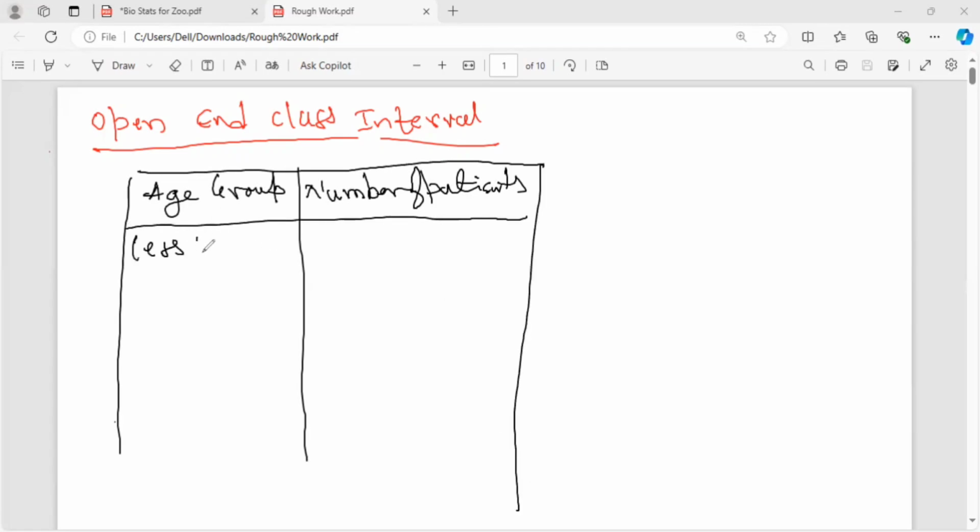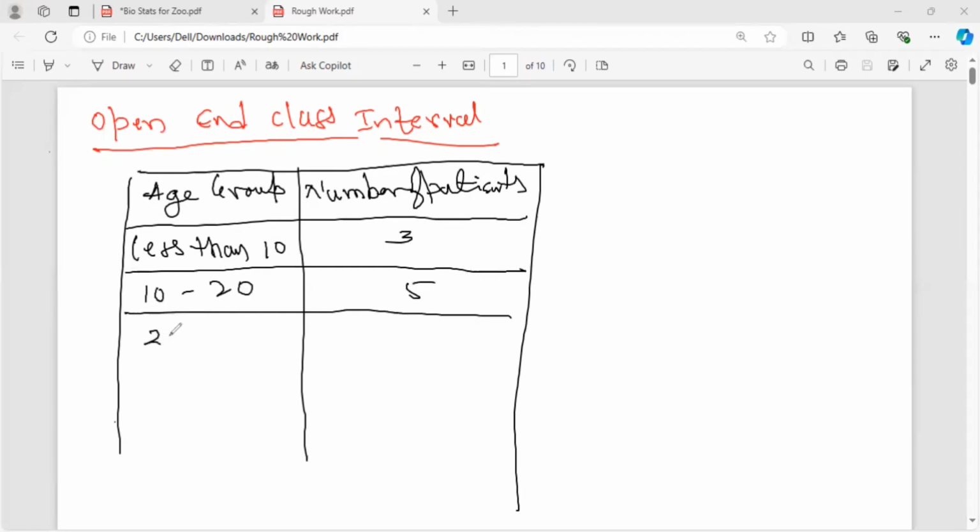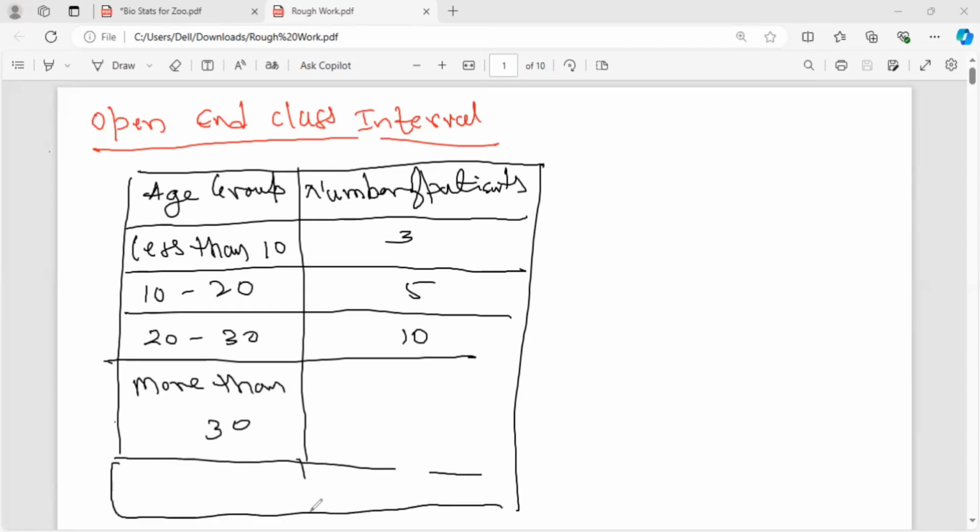See here, age group less than 10, there are only 3 patients admitted. Then 10 to 20, 5, then 20 to 30, 10, then more than 30, there are some 25 patients admitted. Let us assume this just for understanding purposes. So then n equals what? 3 plus 5, 8, 8 plus 10, 18, 18 plus 25, 43.